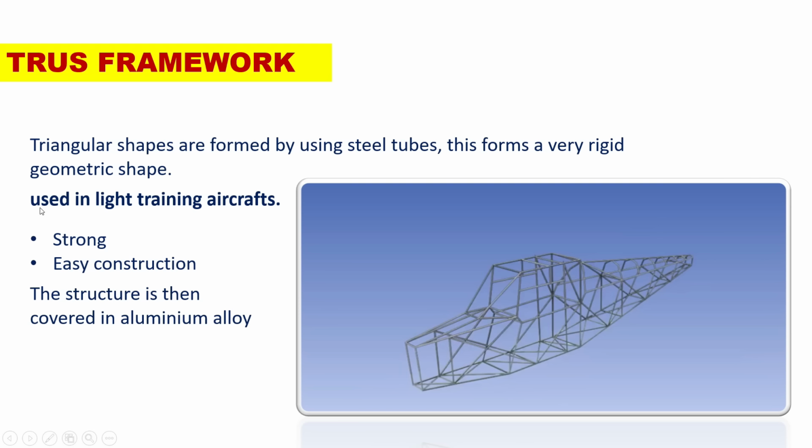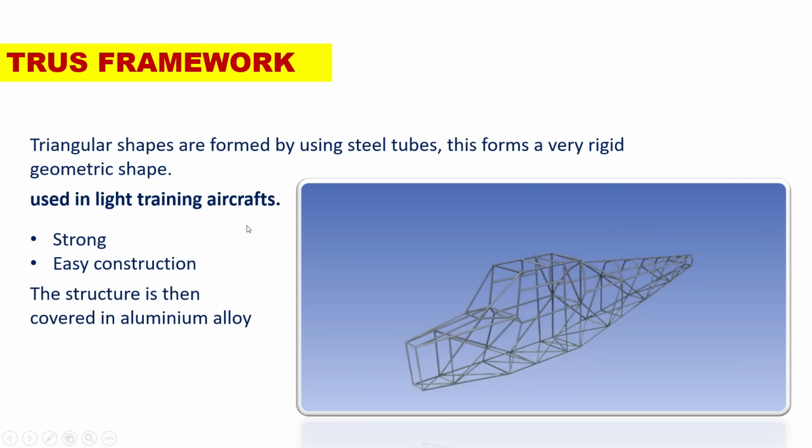In truss framework type, triangular shapes are formed by using steel tubes. This forms a very rigid geometric shape. So we have steel tubes here, and we have joined them in triangular shape. You can find many triangles here. If you look closely, you can find that these shapes are attached in a triangular form. See, there are many triangles here. So they do this to make the surface more and more rigid.